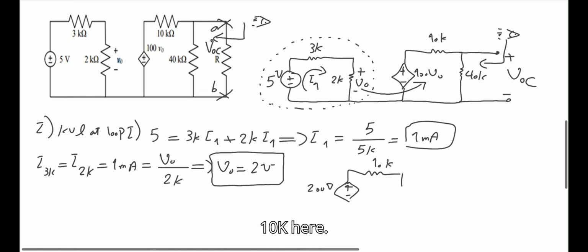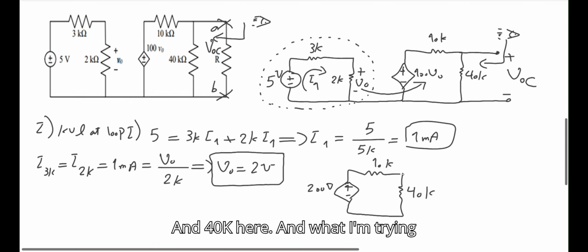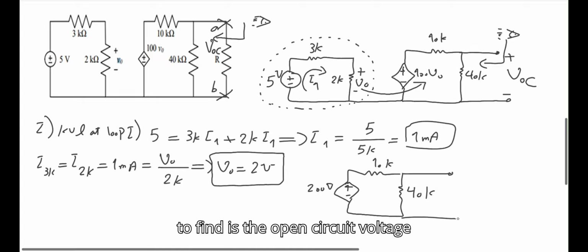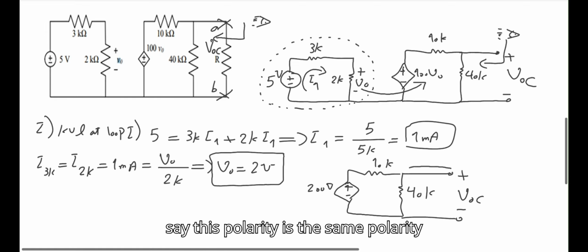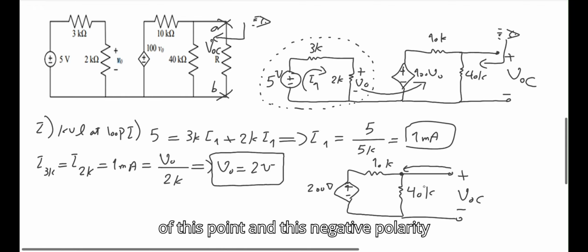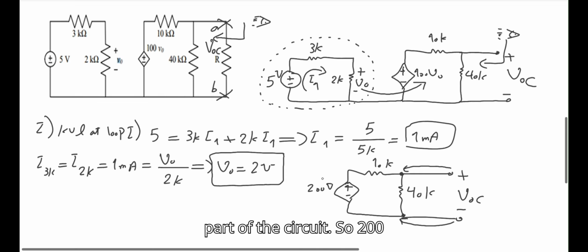10k here, and 40k here. And what I'm trying to find is the open circuit voltage here. So it's all wire, okay, just a piece of wire. So I can say this polarity is the same polarity of this point, and this negative polarity is the same polarity of this bottom part of the circuit. So 200, and this part is open, so no current goes to the right.